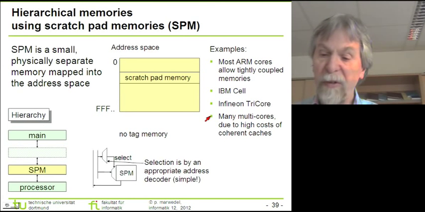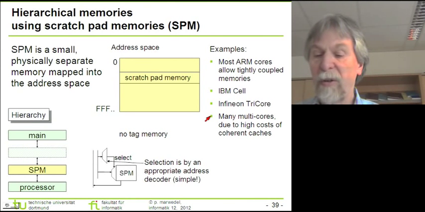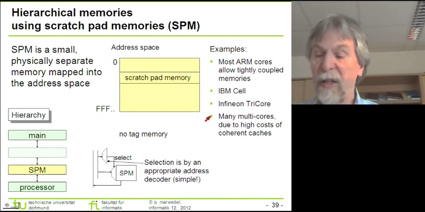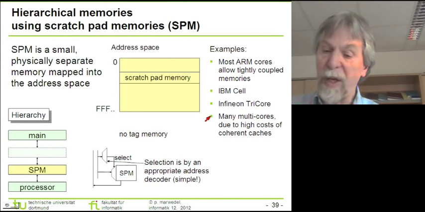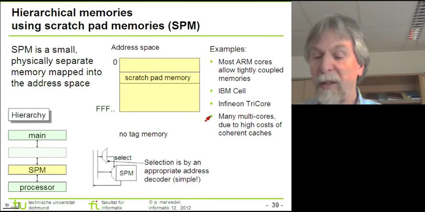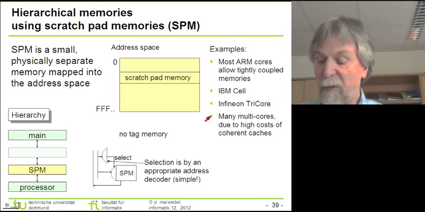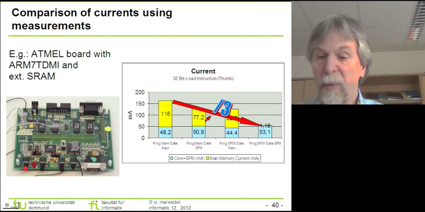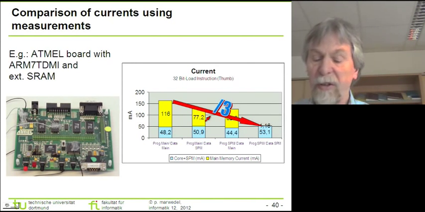Since these memories are rather small, accesses to these memories are energy efficient. They are also fast, and typically we use them in such a way that we know whether we have an access to the scratchpad memory or to some other memory, and in this way we also have timing predictability.